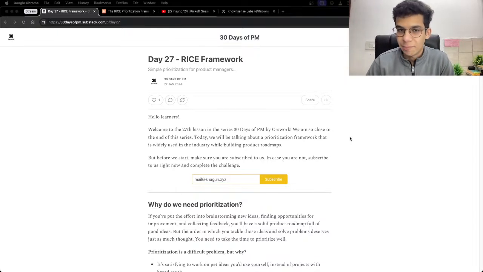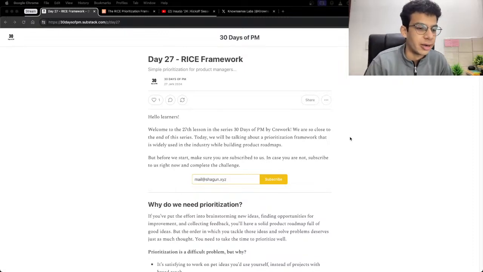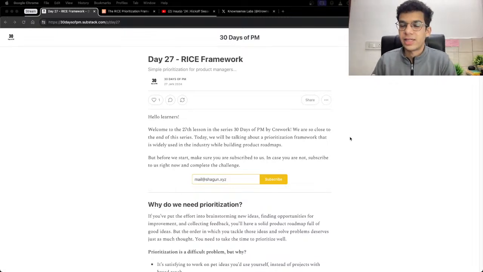So today we are looking at one of our very prominent and well recognized frameworks in the PM space in terms of prioritizing tasks, and that's called the RISE framework. And it's one of the fundamental frameworks that PMs and essentially organizations use to prioritize what needs to be picked up and what needs to be done, right?